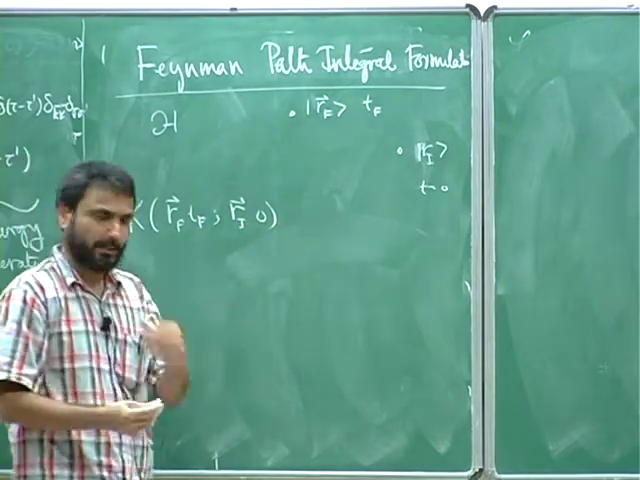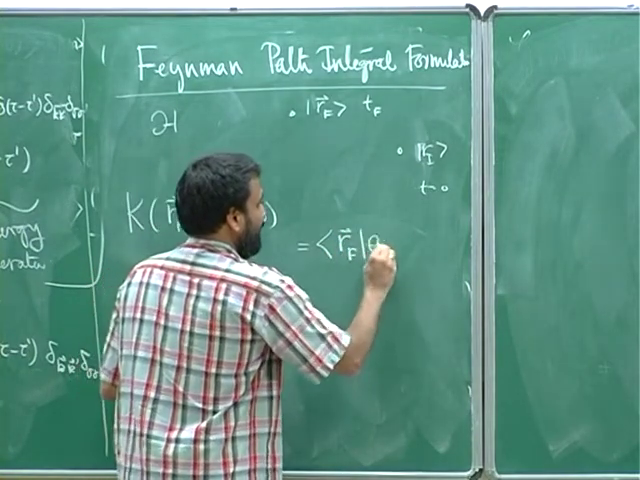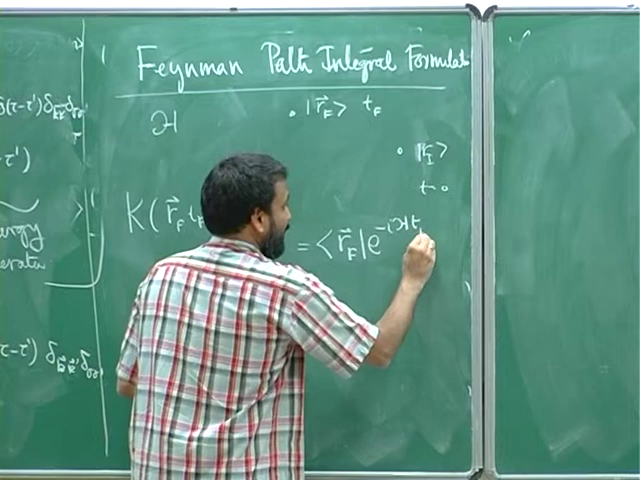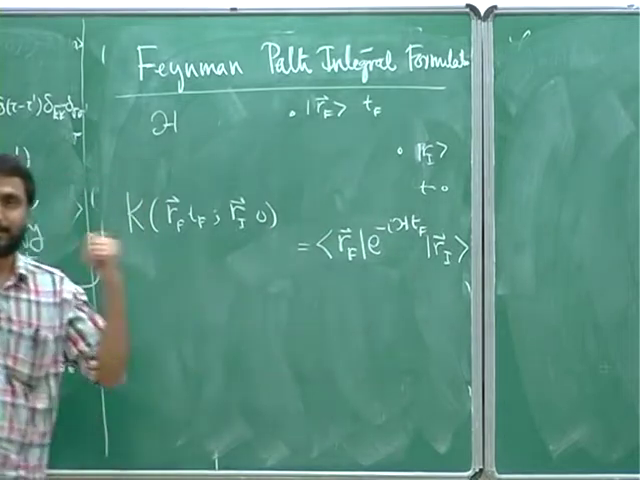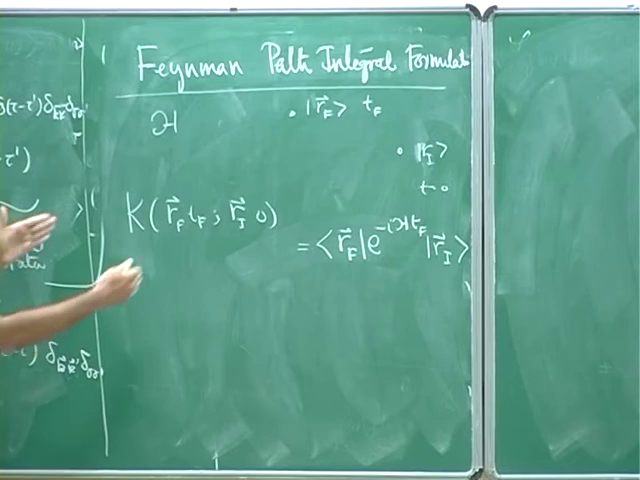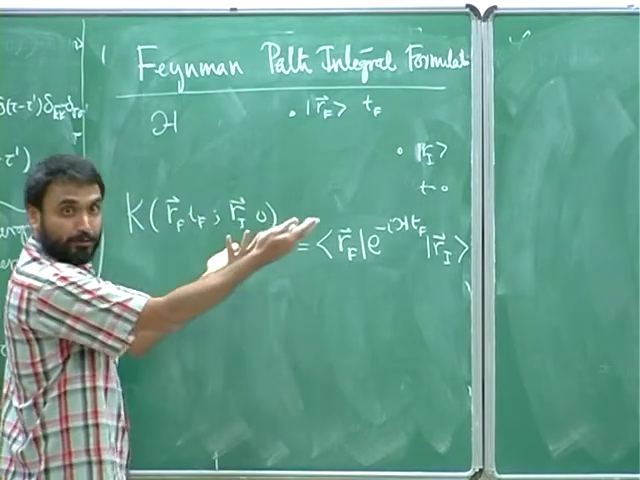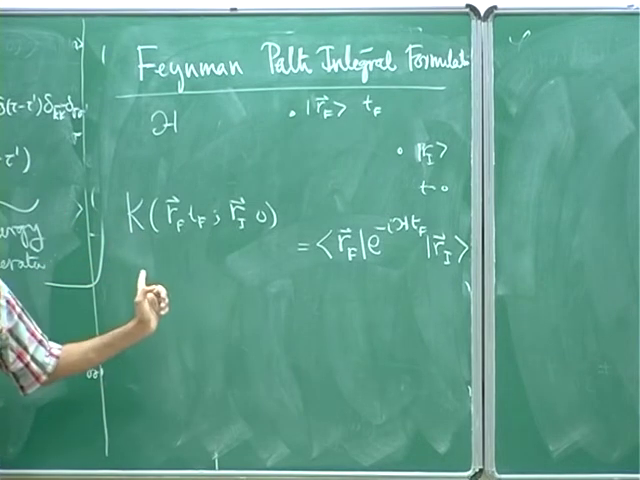And we know from elementary quantum mechanics that this quantity is just Rf e to the minus iHTf Ri. This is what it is. This is the amplitude of starting at state Ri at time t equal to 0 and reaching the state Rf at time t equal to Tf. The probability that this would happen would be the mod square of this. Right? That will be the probability that this will happen. This is the amplitude that it will happen.